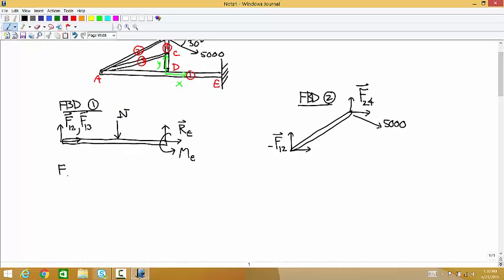Then free body diagram of member 3. Down here there's the force on 3 by 1, so that's negative F13. And over here there's the force on 3 by 4. And that's it. And then the last one, free body diagram of member 4.